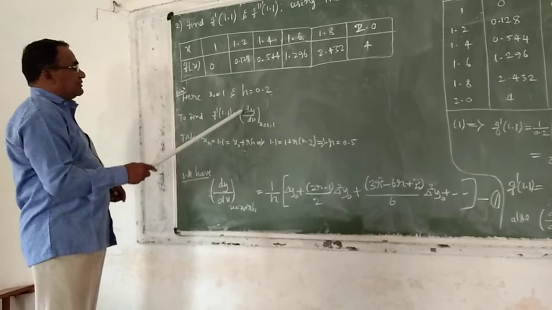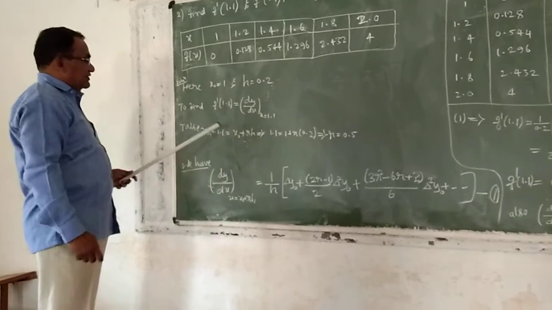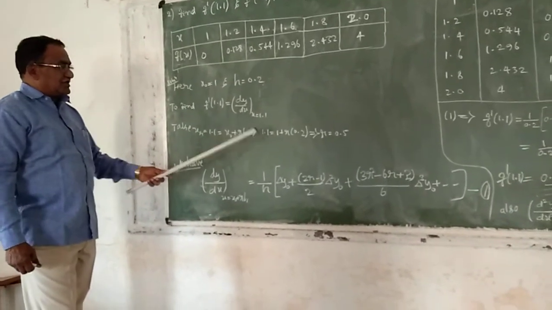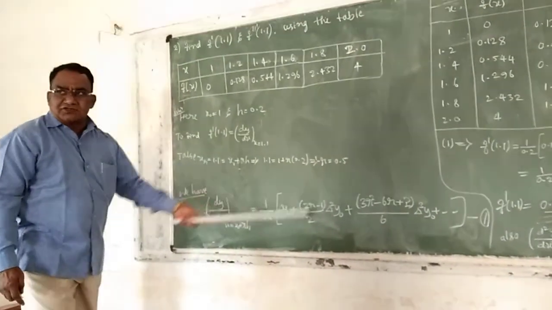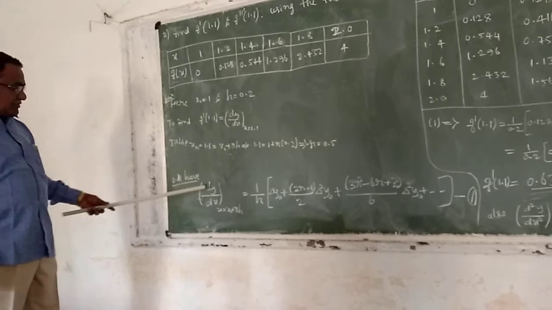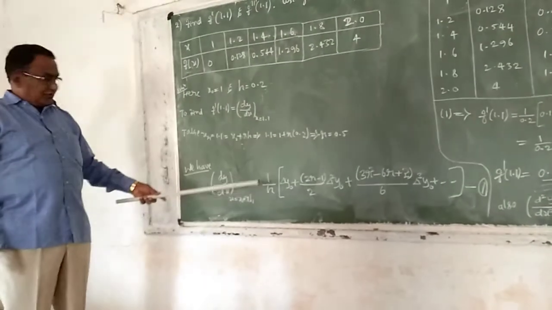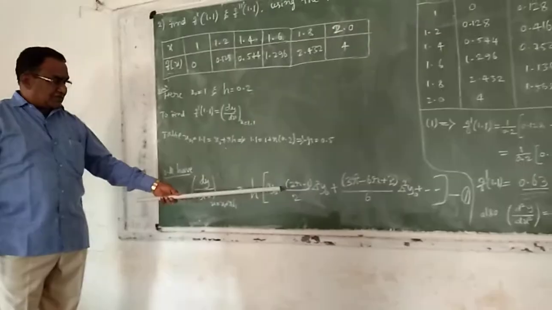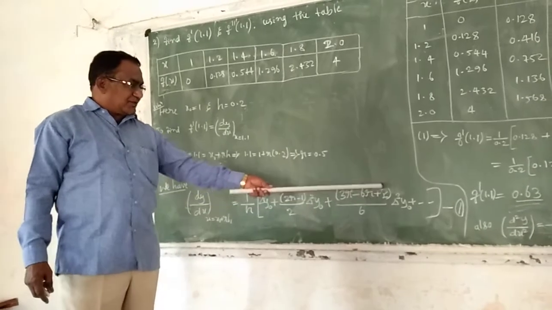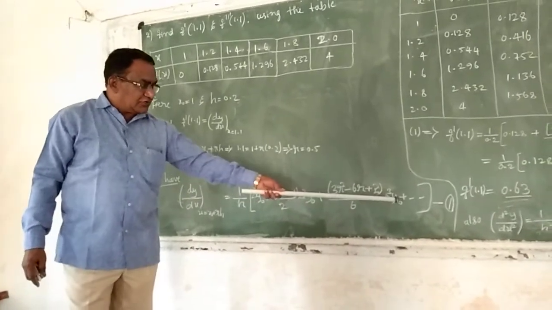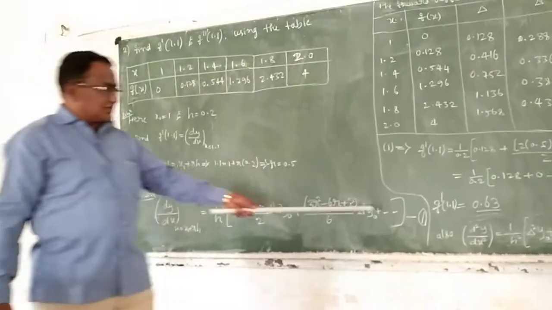And to find f dash 1.1, it is nothing but dy by dx at x equal to 1.1. Take xr equal to x naught plus rh is 1.1. 1 plus r into 0.2, which gives you the value of r equal to 0.5. Therefore, go to the next formula, dy by dx at x equal to x naught plus rh, which is 1 over h into delta y naught plus (2r minus 1) by 2 into delta squared y naught plus (3r squared minus 6r plus 2) divided by 6 into delta cube y naught plus and so on. Call it equation number 1.